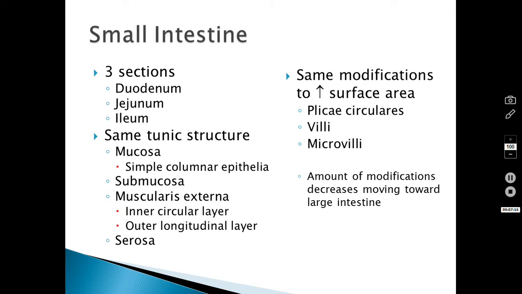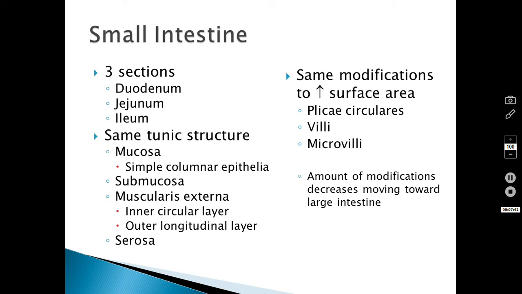They also have all of the same modifications to increase surface area. We have our plicae circularis, the folds in the mucosa and the submucosa that help slow food down as it travels through the small intestine. It helps increase surface area. And then our finger-like projections called the villi, and then the even smaller finger-like projections called the microvilli.